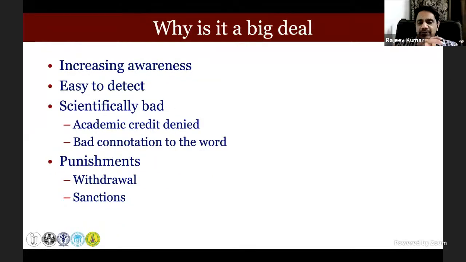Finally, why is all this a big deal? It's a big deal because everybody is now aware. There are data software available. There are lots of tools available to find misconduct. And if it is detected, it looks really bad on you. You will be contacted, your faculty would be contacted, your institution would be contacted. You may get a punishment for it. Your article would, of course, get withdrawn. And therefore, there are lots of punishments.